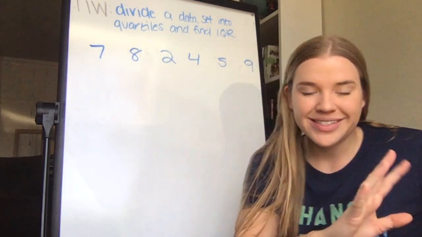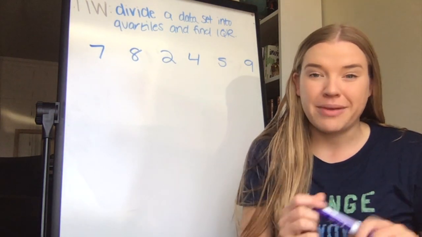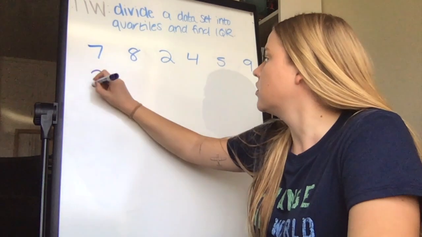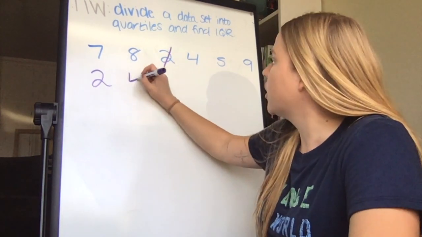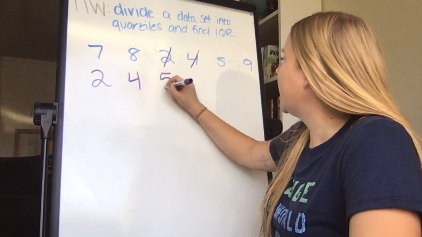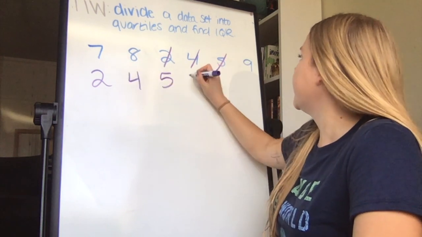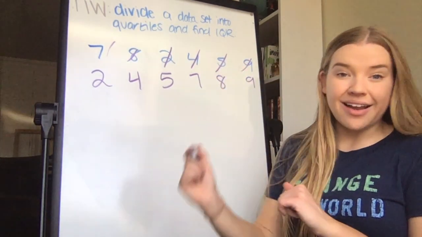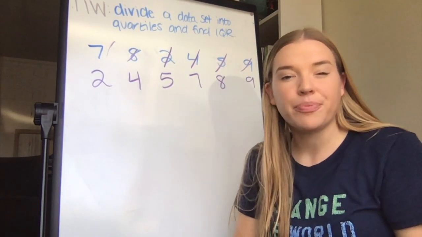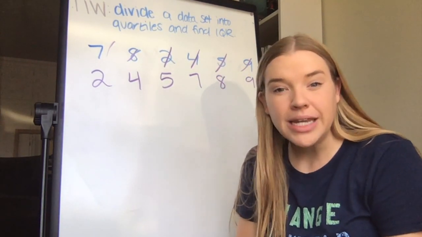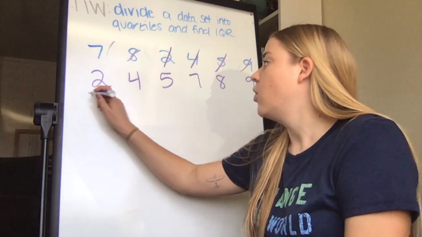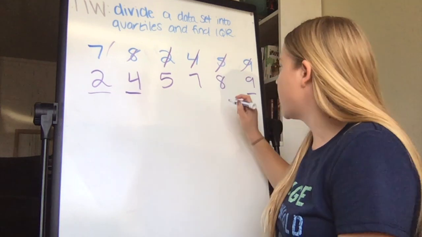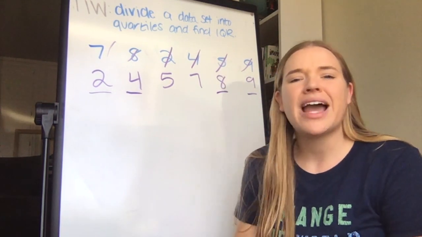Okay, so still the same first step. I'm going to write my numbers in order from least to greatest. So I have 2, 4, 5, 7, 8, 9. I have 6 numbers on the top and I have 6 numbers on the bottom, so I know I didn't leave anything out. Now I have to find my median, and in order to find my median, I have to cross 1 number from the bottom, 1 number from the top, another number from the bottom, another number from the top. And now I'm left with 2 numbers.